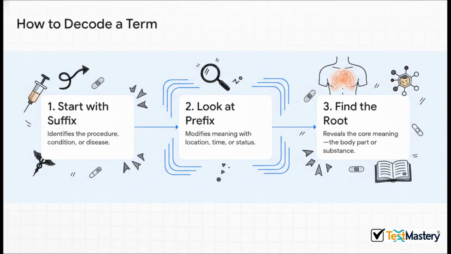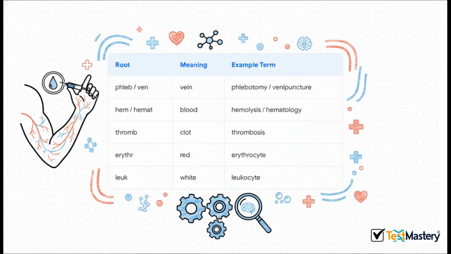That's the main subject. And this is where the real power is. You don't have to memorize a million words. By just learning a handful of these really common roots, you can crack the code for hundreds of medical terms. Like, once you know phleb means vein, a word like phlebotomy suddenly makes perfect sense, right?